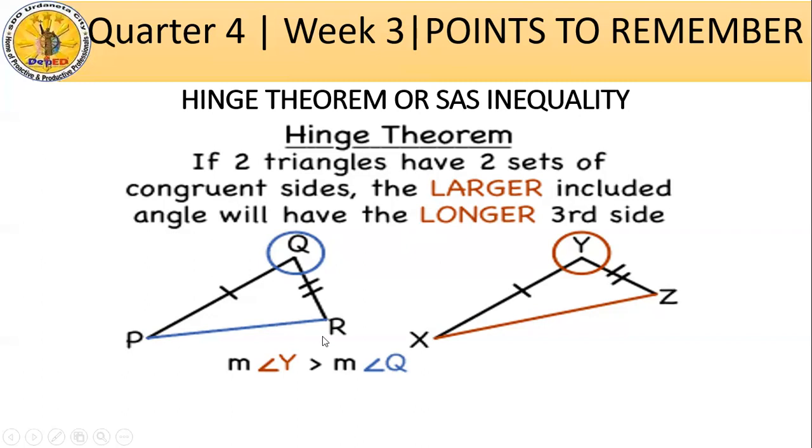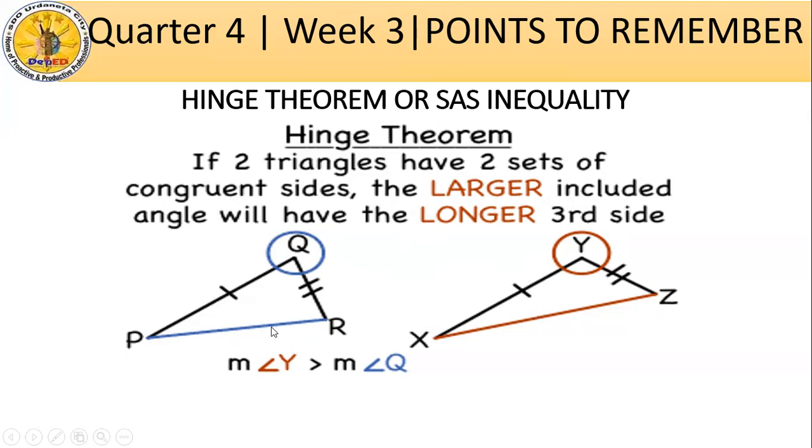Okay? So the Hinge Theorem states that, again, if the two sides of one triangle are congruent to two sides of another triangle, but the included angle of the first is greater than the included angle of the second, then the third side of the first triangle is longer than the third side of the second. So since angle Y is larger than angle Q, then XZ is greater than PR.